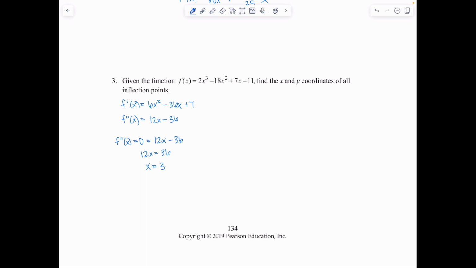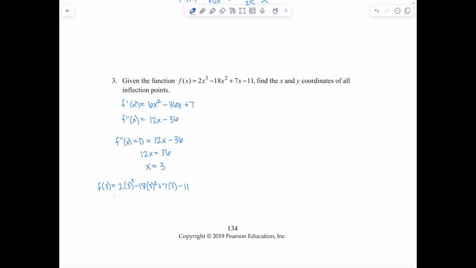Now we're looking for a point in this case, so I have the x value. I want to know the y value that is associated with it. So I'm just quickly going to plug this into the function and see what's my y value. 2 times 3 cubed minus 18 times 3 squared plus 7 times 3 minus 11.